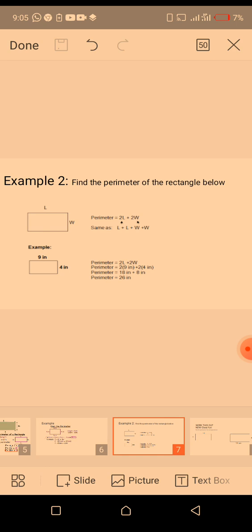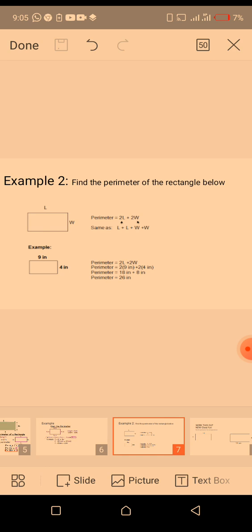A rectangle having the longer side, which is the length, to be 9 in, and the shorter side, which is the width, which is 4 in. Now, with the help of our formula, perimeter equals 2L plus 2W. That is to say, perimeter equals 2 open bracket 9 in close bracket, plus 2 open bracket 4 in close bracket.